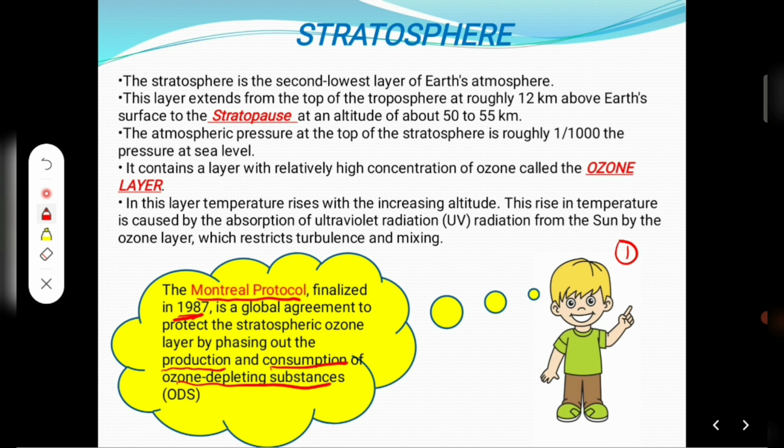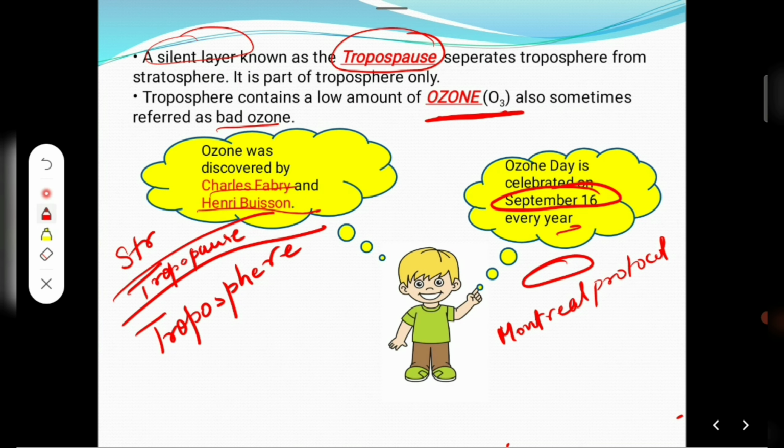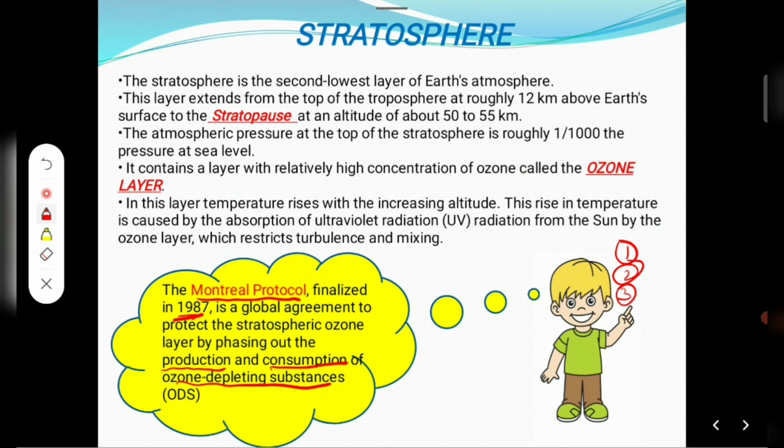Second point is that it protects us from the UV rays. Okay, third point is that it was discovered by Charles Fabry and Henri Buisson. The year is not mentioned, so leave it. And the fourth thing is that to protect the ozone layer, the Montreal Protocol was signed by all the countries of the world in the year 1987 to reduce the production and consumption of ozone depleting substances like CFCs. Okay, this is a very good example of ozone depleting substances.